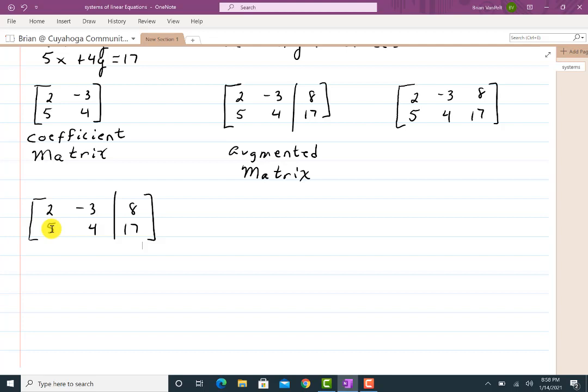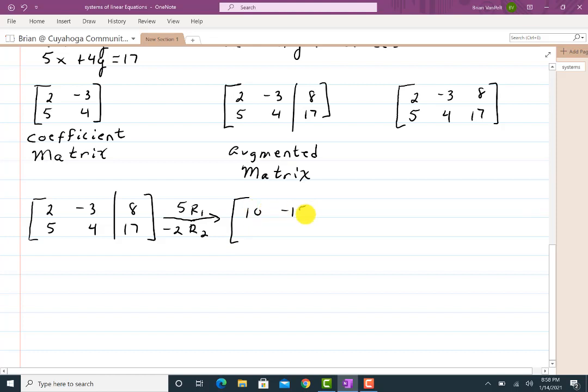So what I'm going to do is try to make it compatible right here. I'm going to multiply the first row by 5 and then the second row by negative 2. That will give me a 10 in the top spot. So I'll do 5 times the first row, but I'll do negative 2 times the second row. And let me go ahead and compute these things. So the first row will become 10, negative 15, 40. And the second row will become negative 10, negative 8, and negative 34.